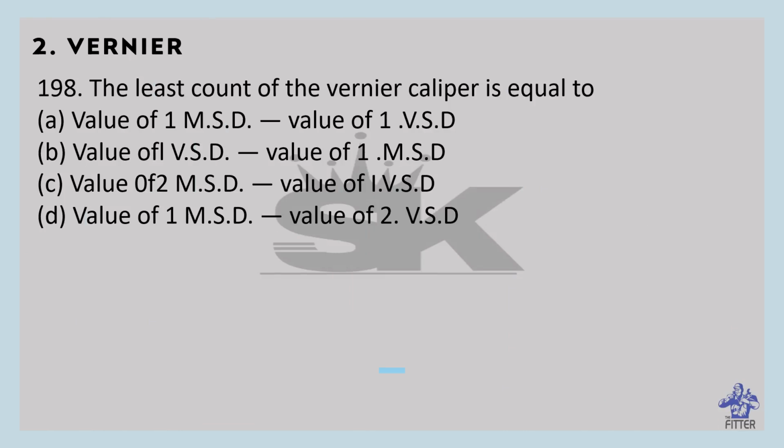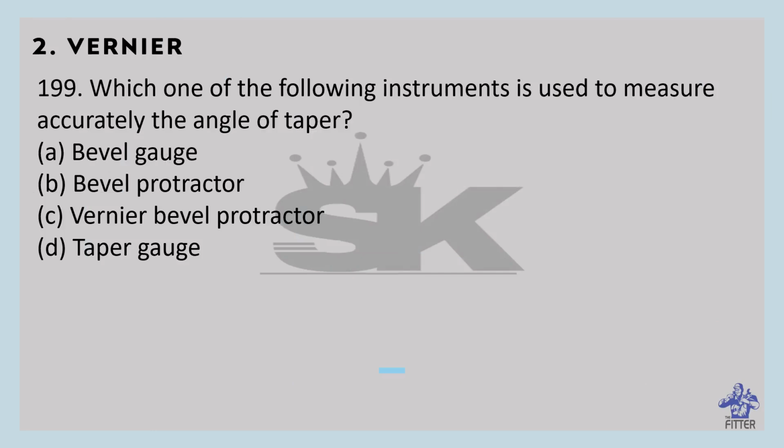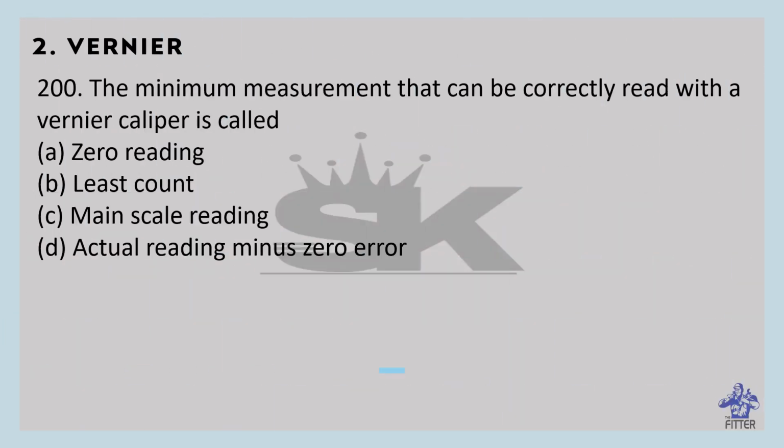The least count of the vernier caliper is equal to 1 MSD minus 1 VSD, right? Option A. Which one of the following instruments is used to measure accurately the angle of taper? So that is vernier bevel protractor. The minimum measurement that can be correctly read with a vernier caliper is. So that is least count.